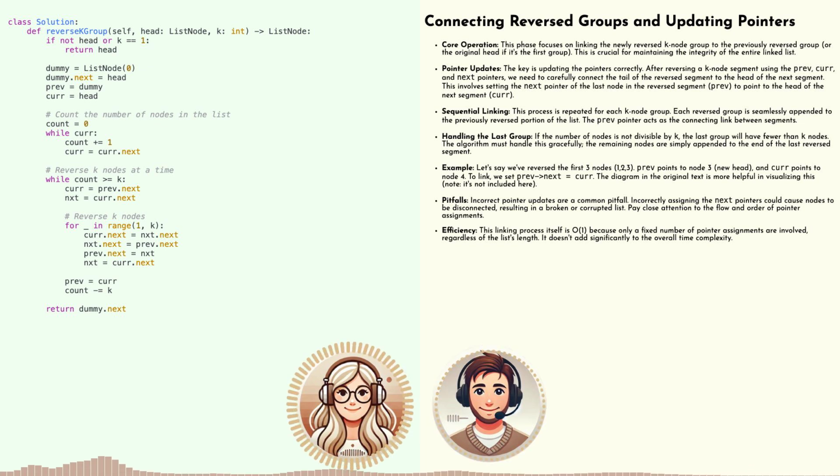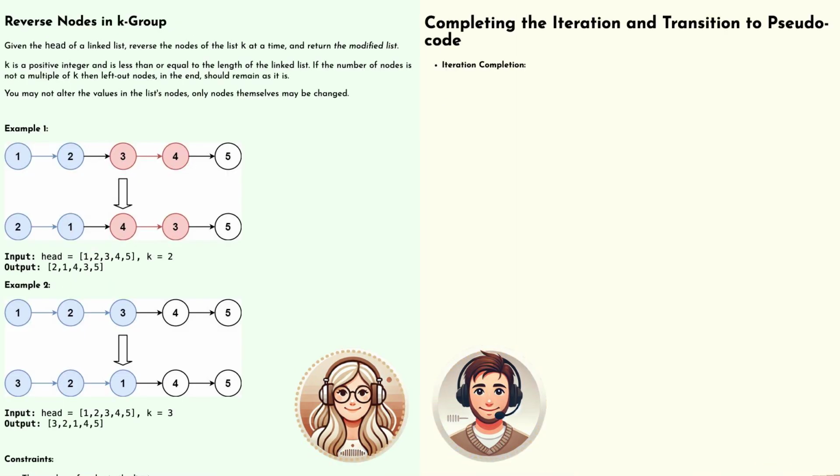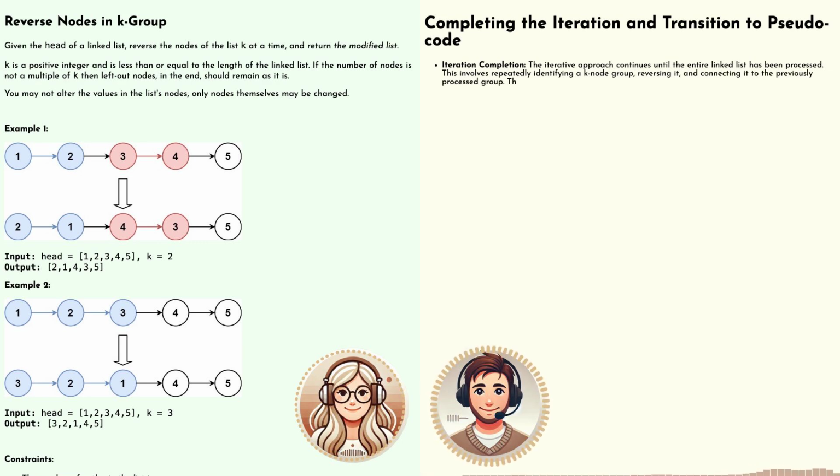And one more thing, remember new head, our pointer to the very beginning of the whole modified list. If this was the very first group we reversed, we need to make sure new head is now pointing to the new head of this group, which again is where prev is. Got to make sure we don't lose the starting point of the whole thing. So we've reversed a group, linked it back in, made sure new head is pointing to the right spot.